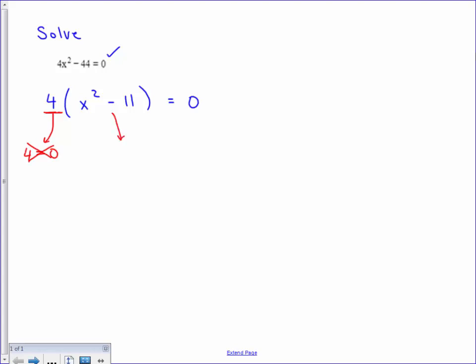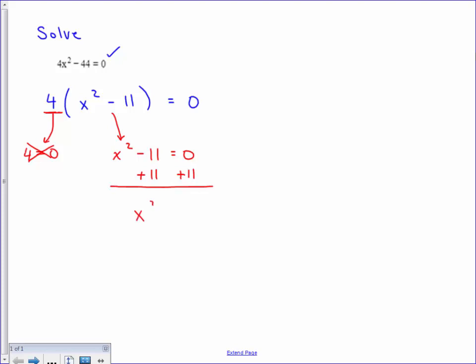Now, you want to set this factor equal to 0. Notice that x squared minus 11 doesn't factor further. So I'd want to set that factor equal to 0. Now, if we have an equation like this where you have a single squared term and then a constant, you need to move the constant to the right-hand side.